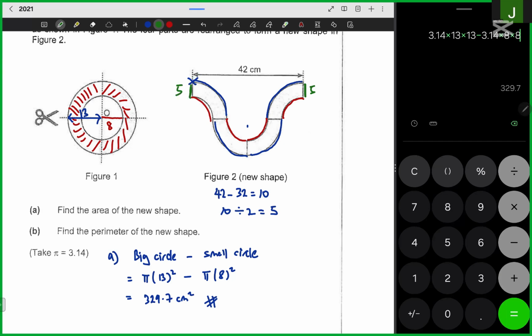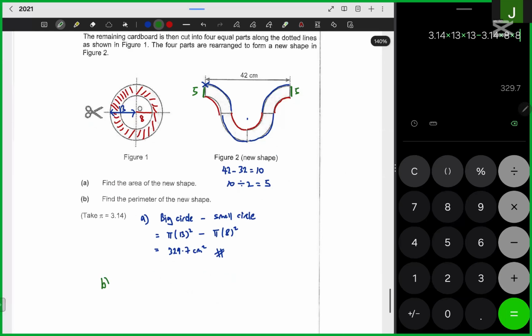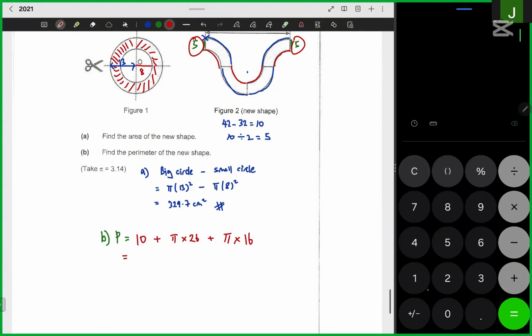Okay, so the perimeter of the new shape is made up of 4 small quarter, 4 big quarter. But 4 quarter is what? Is 1 whole, correct? So that is equals to 10. Where's the 10? The 5 and the 5 here, right? Plus pi times diameter, which is 26, plus pi times diameter, which is 16. Okay, one step. 10 plus 3.14 times 26 plus 3.14 times 16.